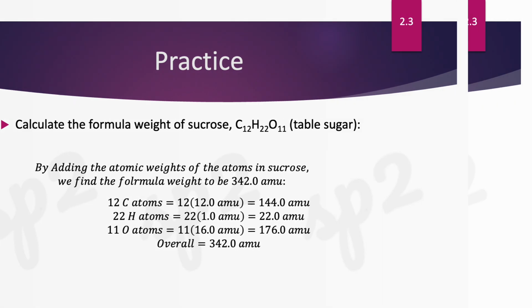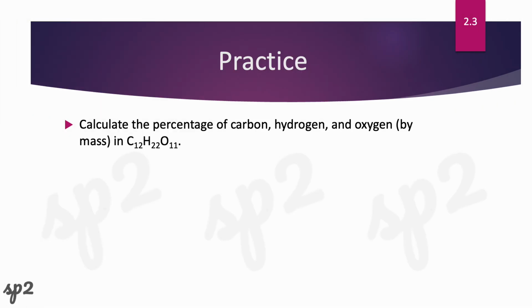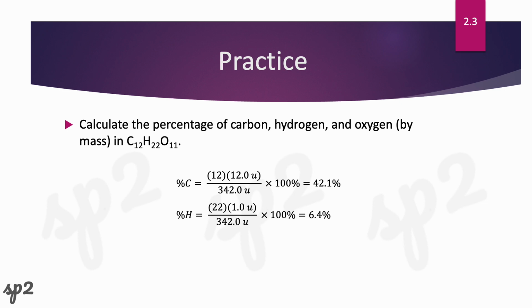Okay, so take a look at the second practice. Calculate the percentage of carbon, hydrogen, and oxygen by mass in C12H22O11. For carbon, we have 12 atoms. We times that by the atomic weight, which is 12, and you divide that by the formula weight times 100, and that is going to be about 42%. You can do the same thing for hydrogen. That's going to give us 6.4%, and for oxygen it is about 51%.